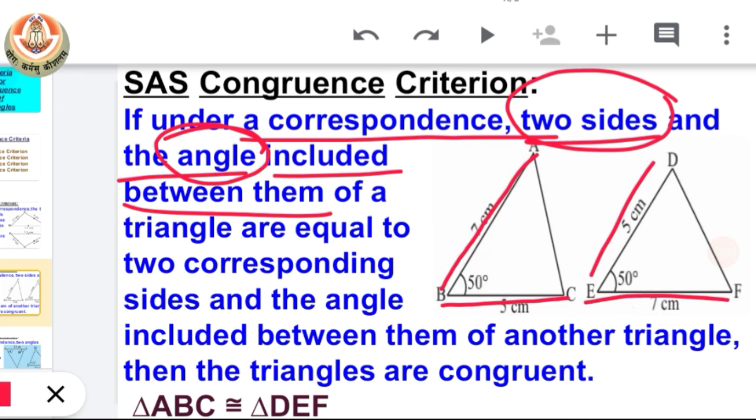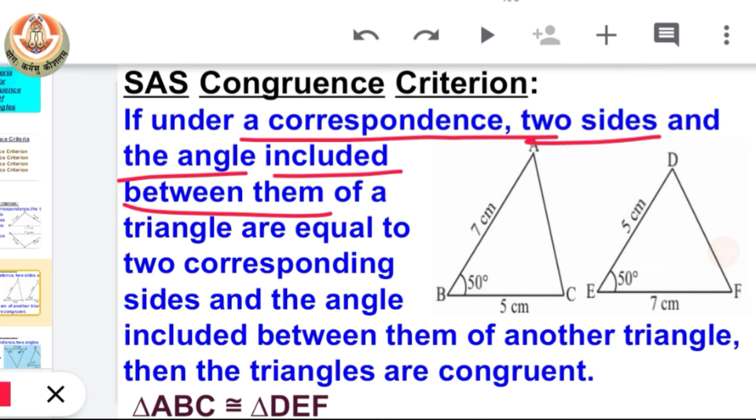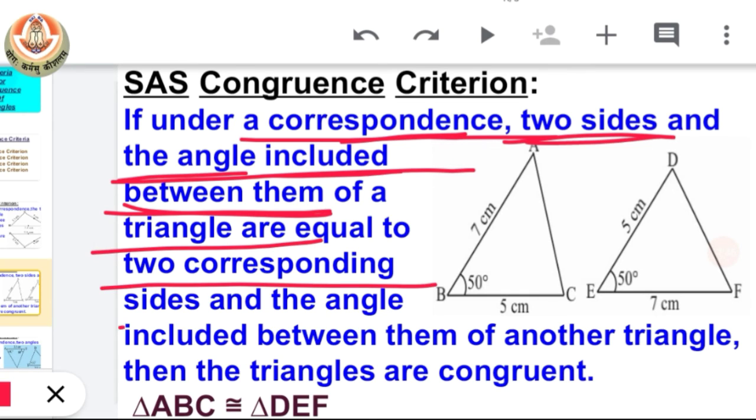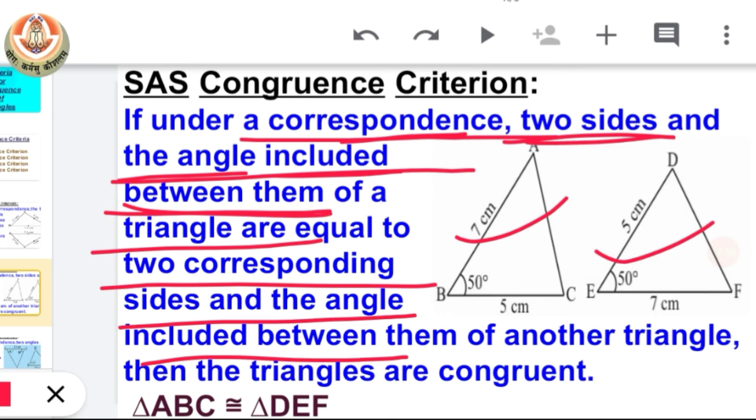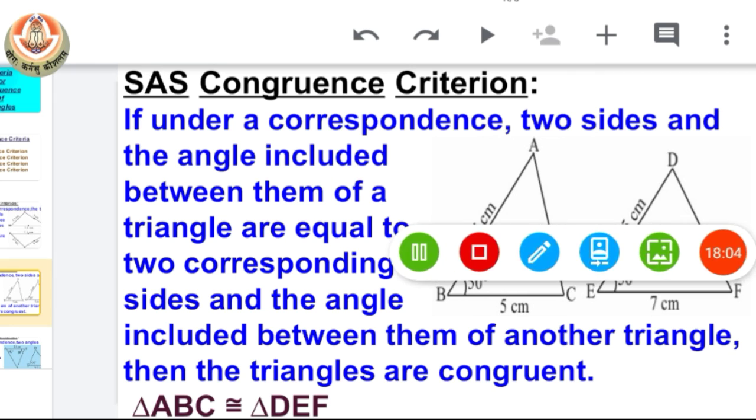So the statement is, if under a correspondence, two sides and the angle included between them of one triangle are equal to the corresponding two sides and angle included in between them of another triangle, then we can say that the triangles are congruent to each other under SAS criteria. And you have to keep in mind how you have to name them.